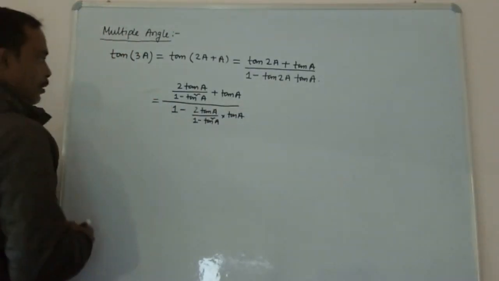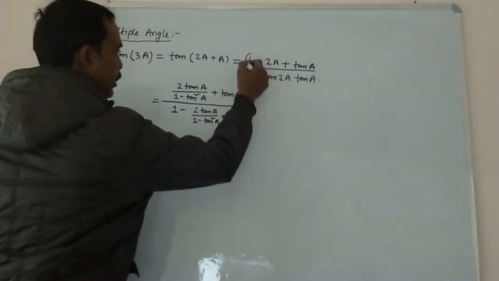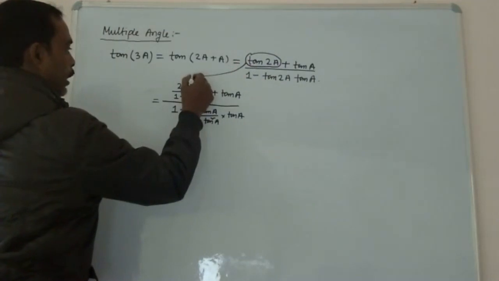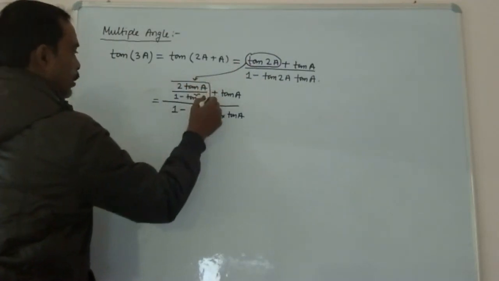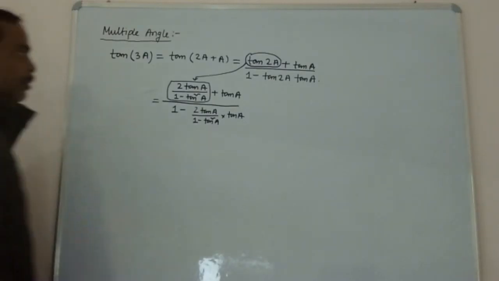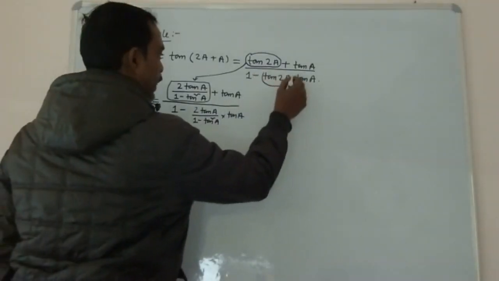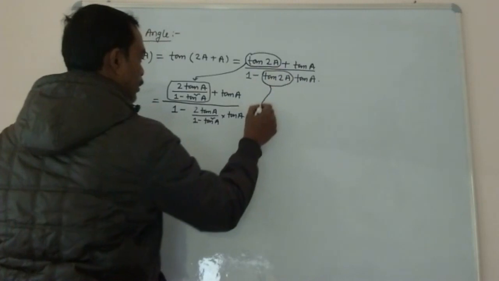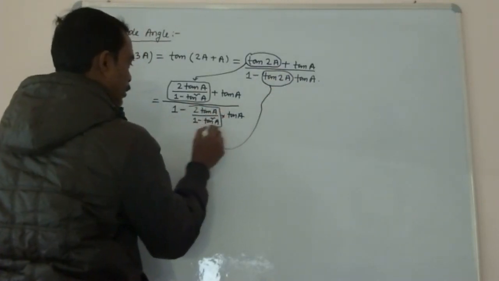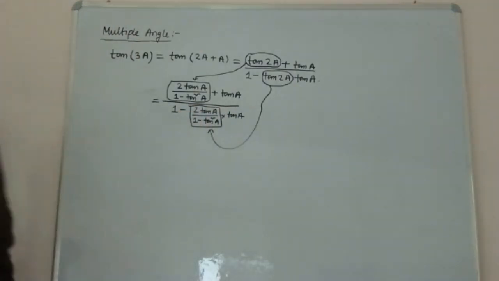Sir, how did this one come about? This we are putting here. Again for this tan 2A, we are writing this one. This one is the formula of tan 2A. Now it is clear? Yes, sir. We are just putting the formula of tan 2A here.